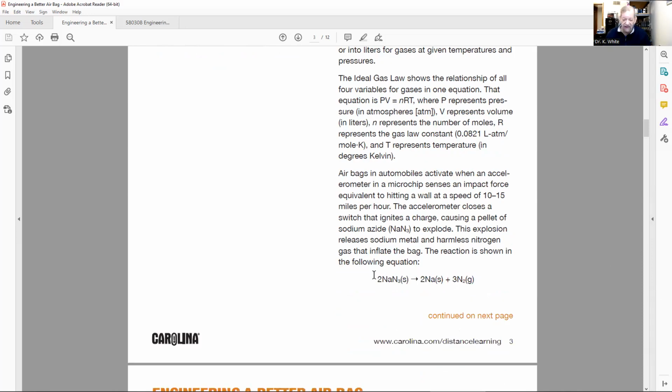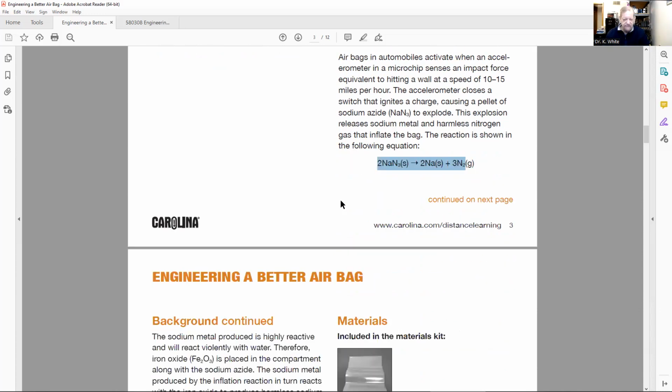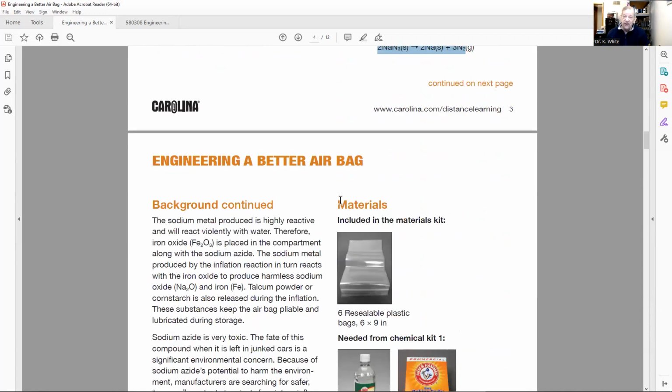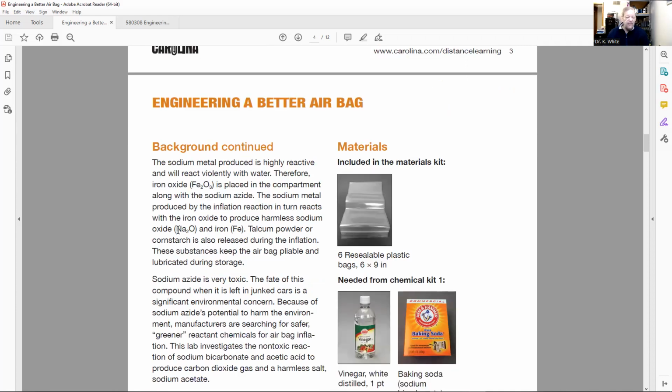Now, in a gas bag, the reaction they use is sodium azide, NaN3, which immediately reacts to give off sodium. Yeah, it's dangerous stuff, but also nitrogen gas. And that's what fills up the bag very quickly. Because sodium metal is dangerous stuff, I've worked with it. What they do in the bag, there's also a small amount of ferric oxide, Fe2O3, otherwise known as rust, and that reacts with the sodium to form sodium oxide, which is safer than sodium.